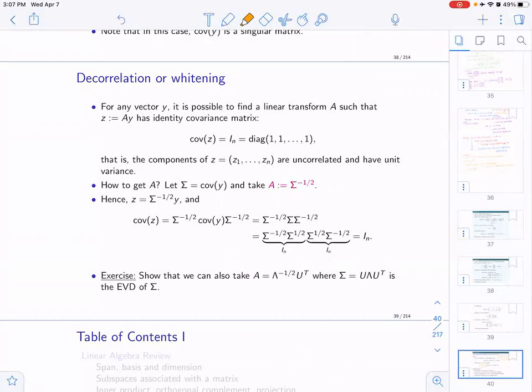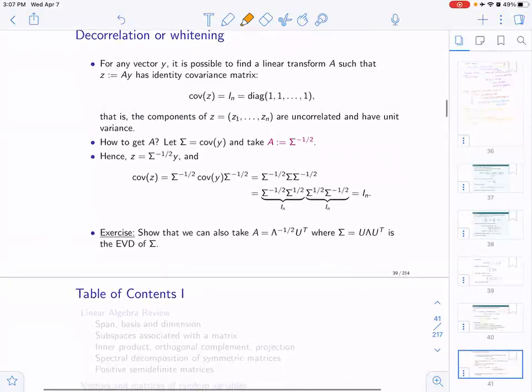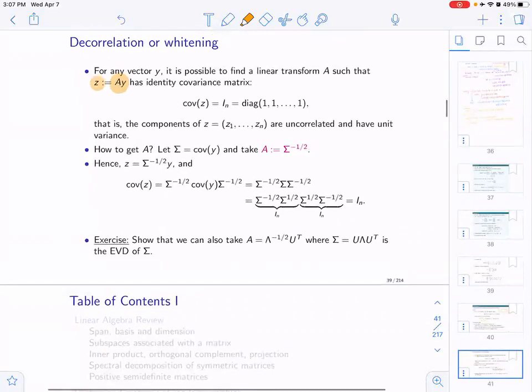So the idea here is, I have a random vector Y, and I would like to find A such that AY, which we call Z, has covariance matrix identity. So can I find a transformation of Y such that the covariance matrix is the identity? And the answer is yes, you can do that.